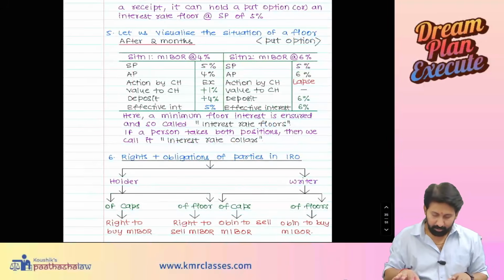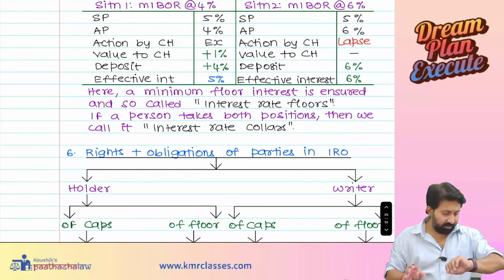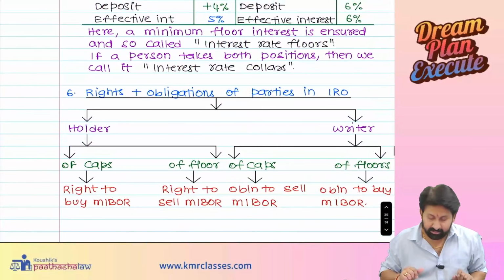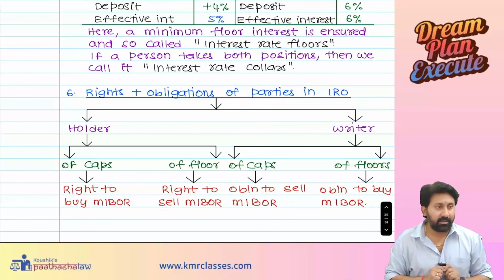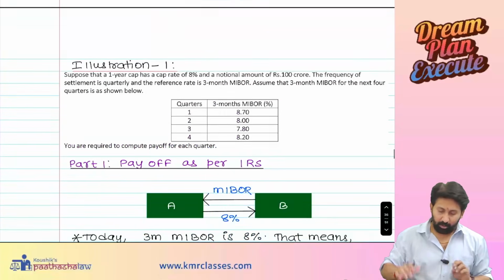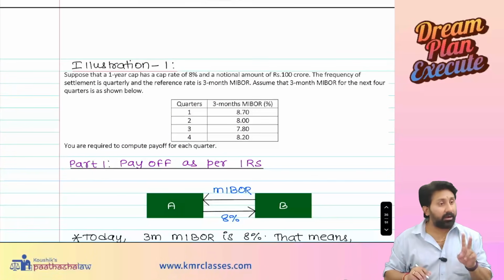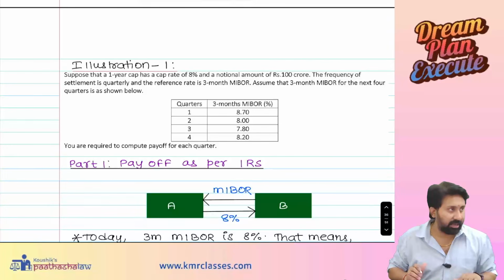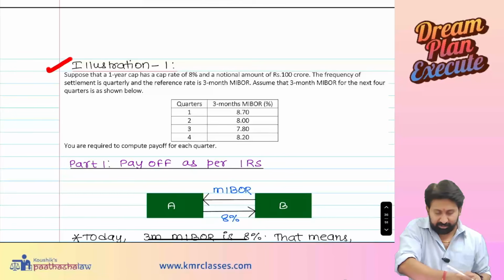So we have now done with rights and obligations of parties in interest rate options. Now there are 2 RTP questions. In different attempts they tested both. Similar question, I have taken both. I have given the RTP questions here itself.